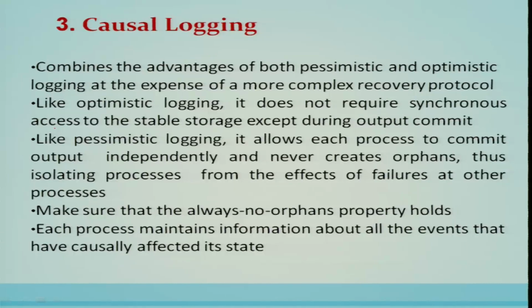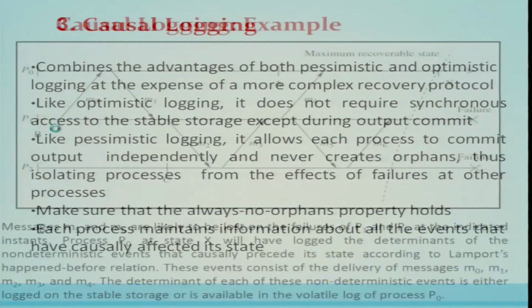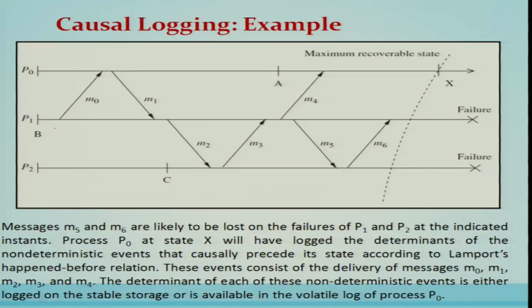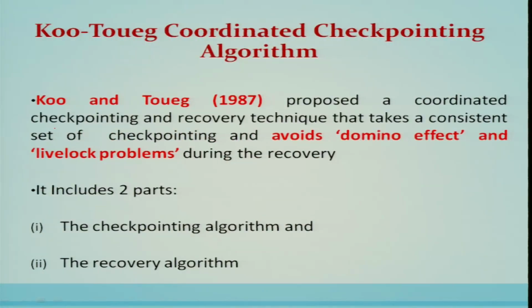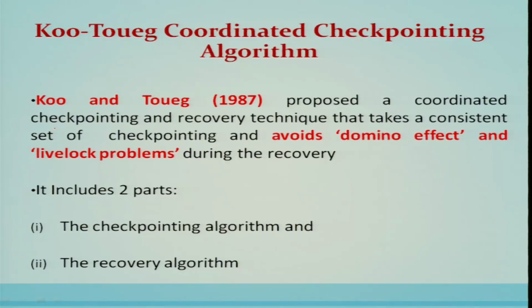Causal logging combines the advantages of both pessimistic and optimistic logging at the expense of a more complex recovery protocol. So this particular example shows causal logging. Checkpointing and recovery algorithms: the Koo-Toueg coordinated checkpointing algorithm. Koo and Toueg in 1987 proposed a coordinated checkpointing and recovery technique that takes a consistent set of checkpoints and avoids the domino effect and livelock problems during recovery.